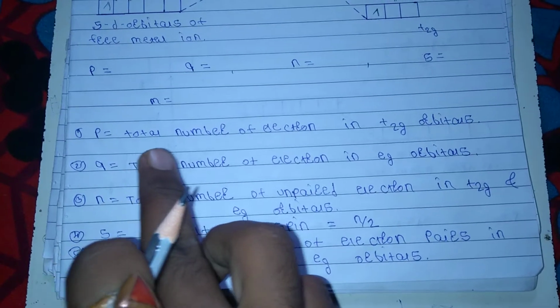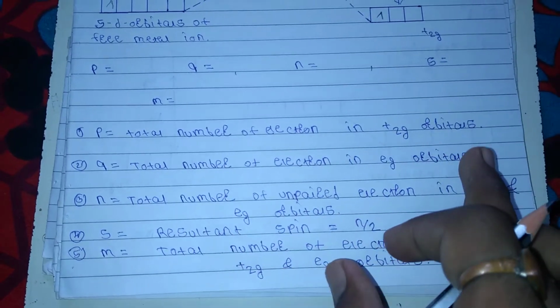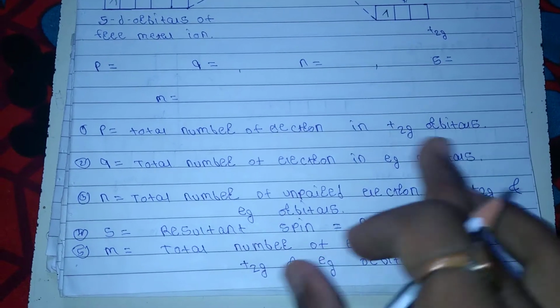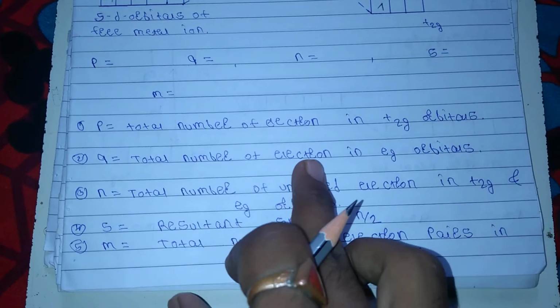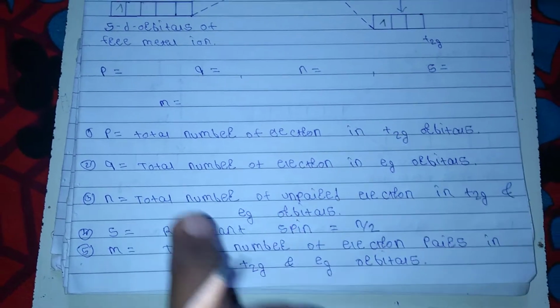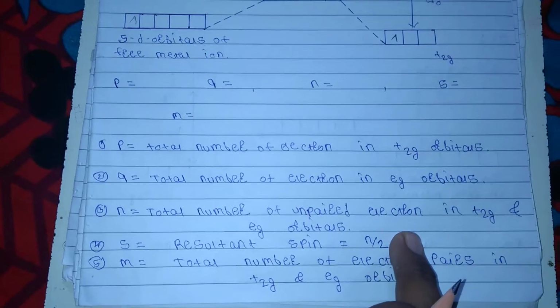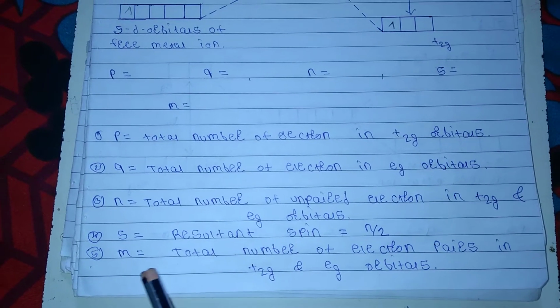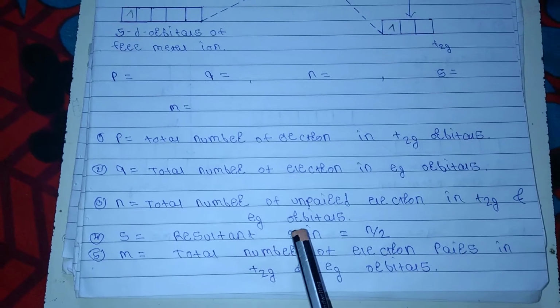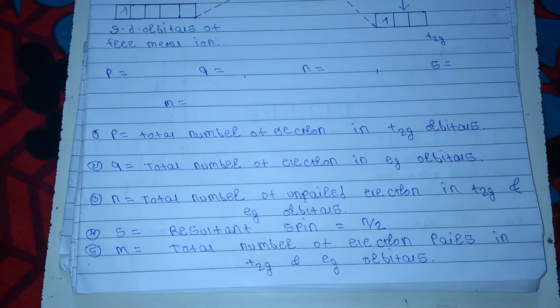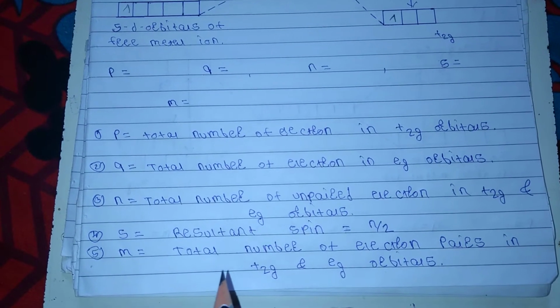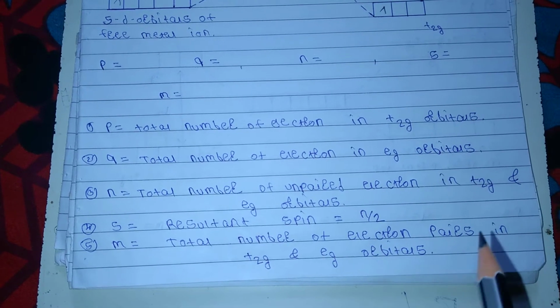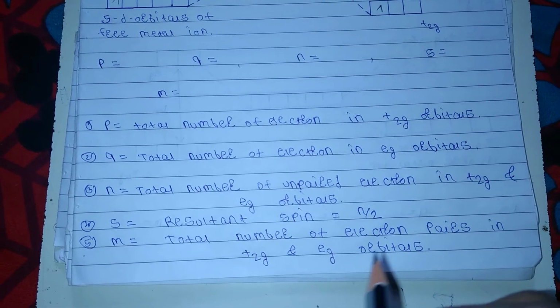P is equal to the total number of electrons in the t2g orbital. Q means the total number of electrons in the eg orbital. N means the total number of unpaired electrons in the t2g and eg orbitals. S means resultant spin. How to find out the resultant spin? N by 2. And M is the total number of electron pairs in the t2g and eg orbitals.